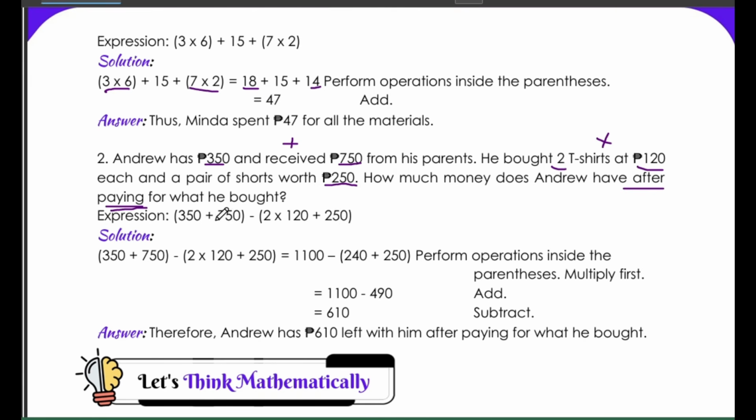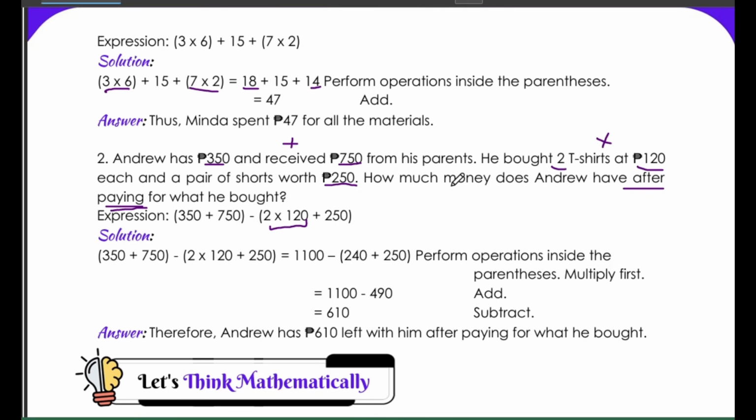So let's start with 350 plus 750. I believe 350 plus 750, so that's 300 plus 700 is 1000, and 50 plus 50 is 100, so 1100. So the money received in total is 1100. Then multiply the shirts, that's 2 times 120, that's I believe 240. And then those shirts added to the worth of shorts he has, so that's 250. So that's 240 plus 250, I believe that's 490.